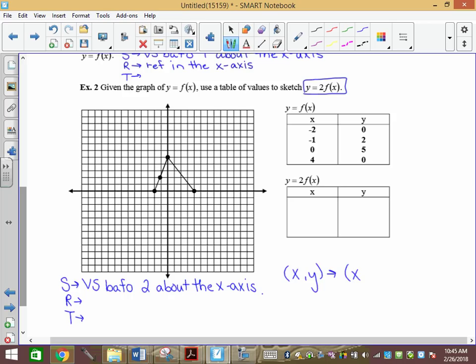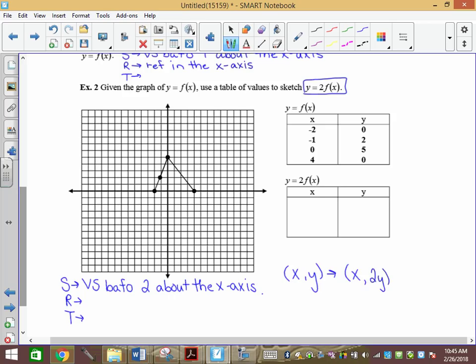Vertical stretches and reflections you multiply. The only thing you add and subtract are translations. Okay? So we have a vertical stretch by 2, so we get 2y. So this one's an easy one to do. Your x's stay the same. Your y's get multiplied by 2.